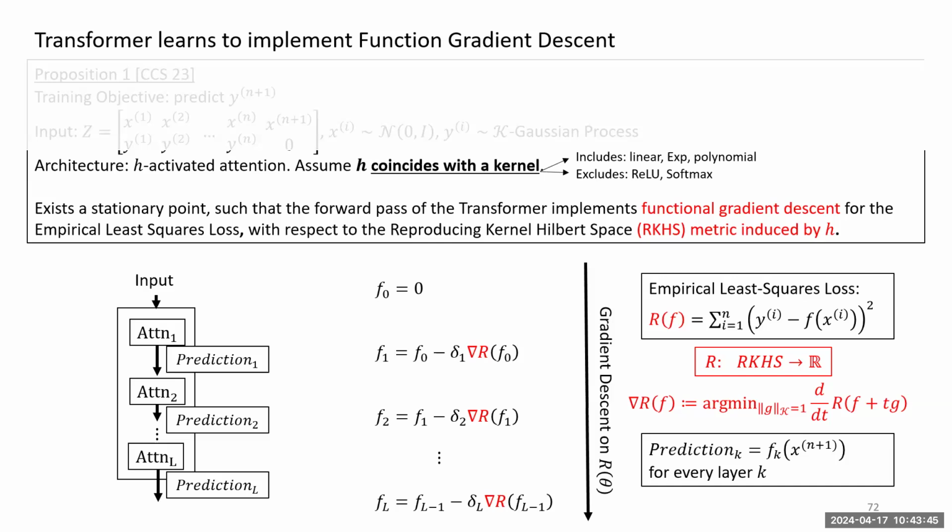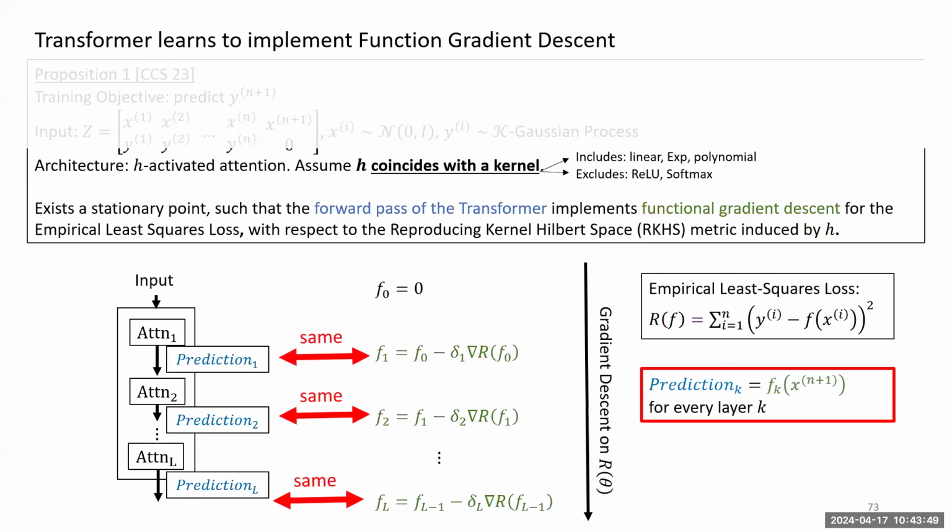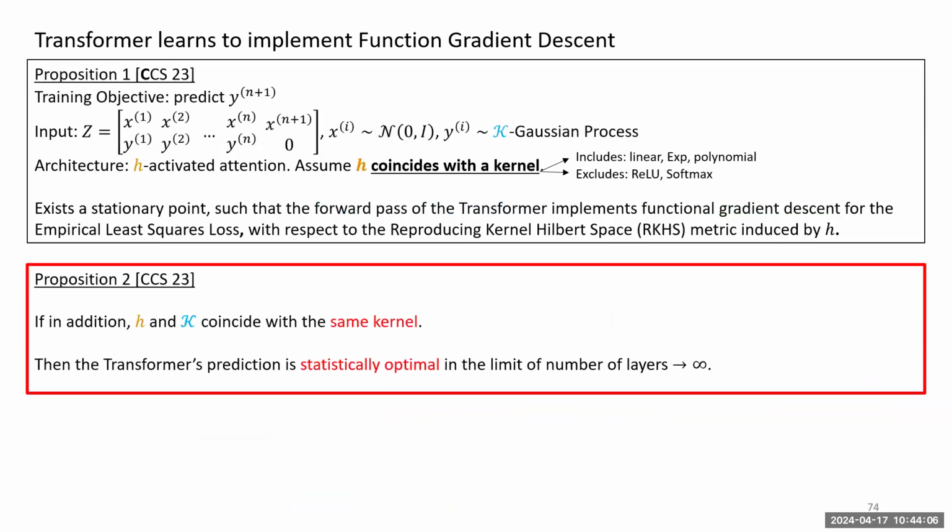All right, so we defined this gradient descent sequence. And so we let f_k denote the function obtained by running k steps of this functional gradient descent. And what we can show is that the transformer's prediction at each layer k is exactly the same prediction you get from f_k. So it's quite analogous to the linear setting.